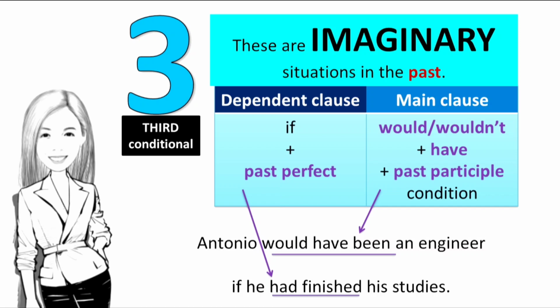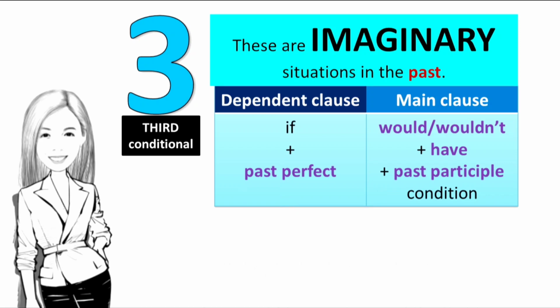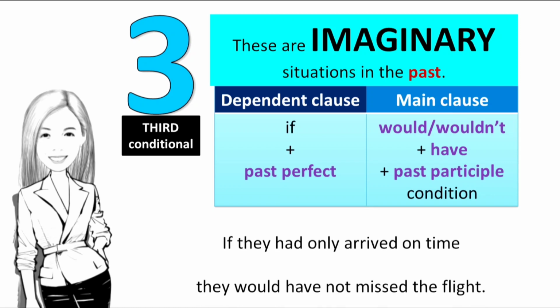Second, if they had only arrived on time, they would have not missed the flight. We use the past perfect form "had arrived" in the dependent clause and "would have not missed" in the main clause because it should be written as wouldn't plus have plus past participle. Now we're done with the four conditionals. Let's move on to our first activity.